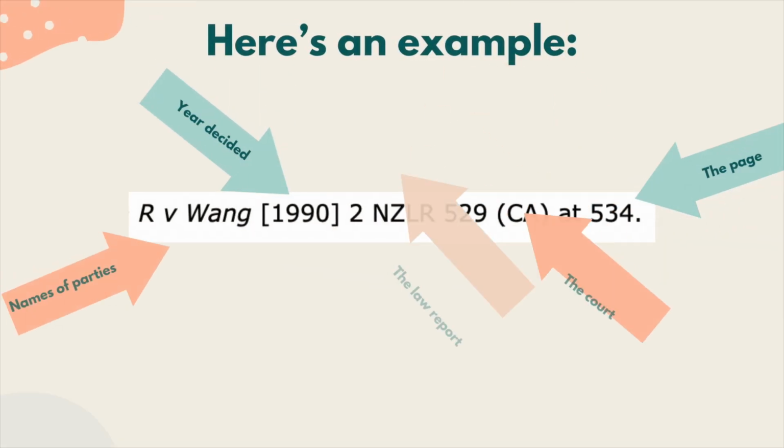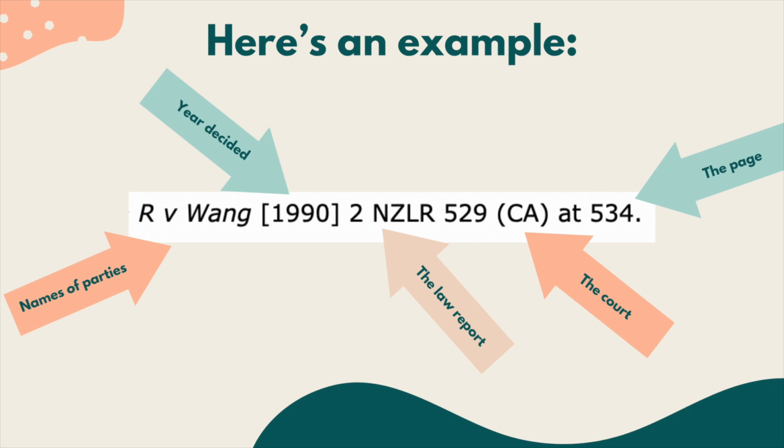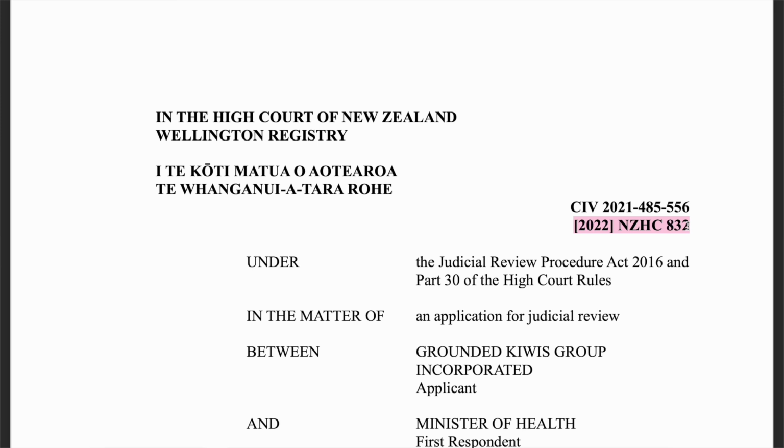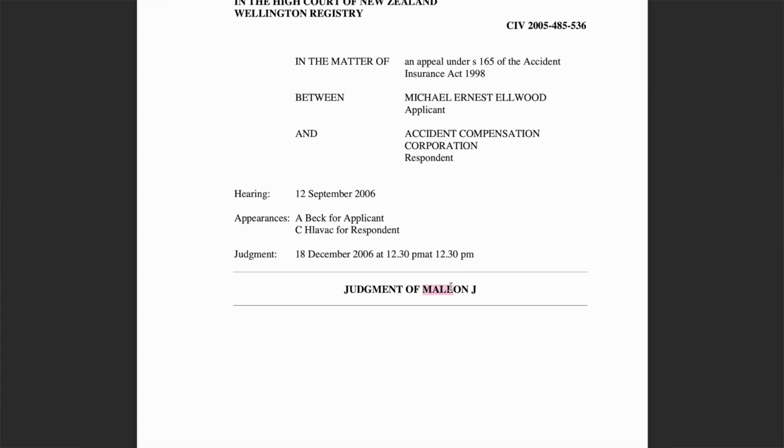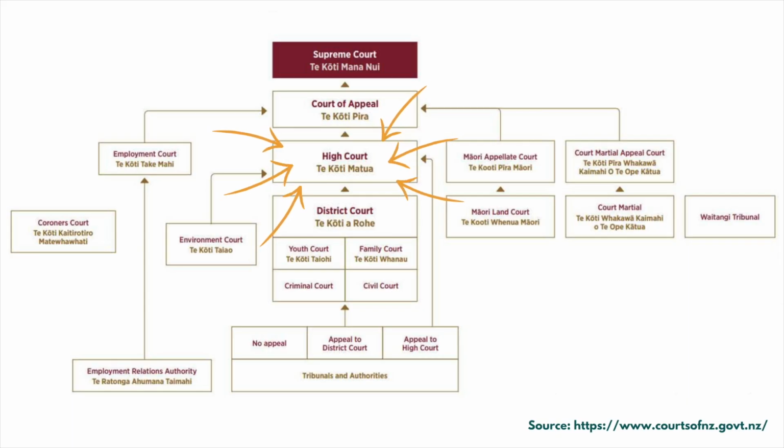A case citation will usually say at least the year the case was decided and what court the case was decided in. For example, it might say 2022 NZHC, which means the New Zealand High Court, and the case was decided in 2022. The judge or judges' names will come up with their last name followed by the letter J, like Mellon J, which means Judge Mellon. Multiple judges or justices decide cases in the Court of Appeal and the Supreme Court. However, only one judge decides on cases in the High Court and the District Court.